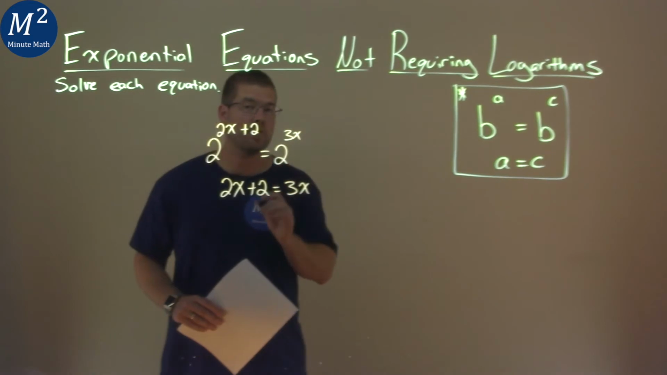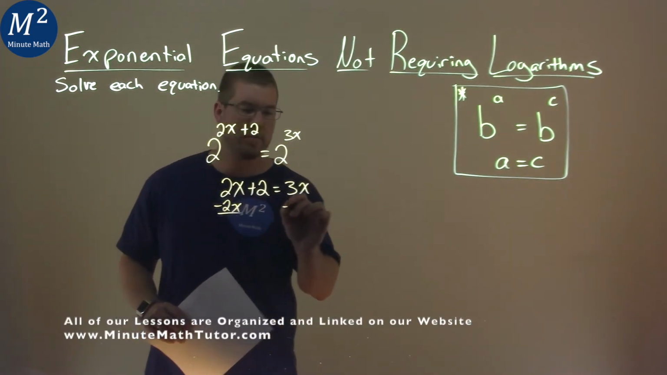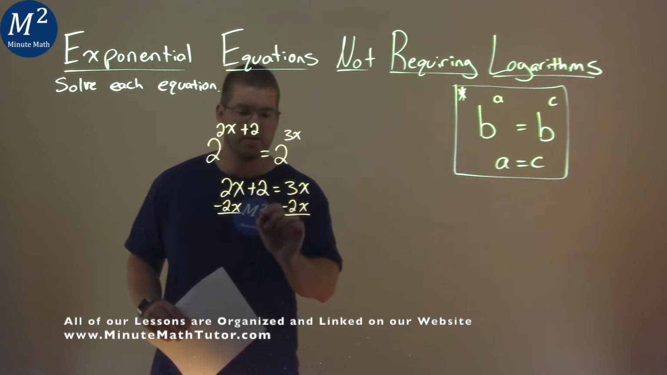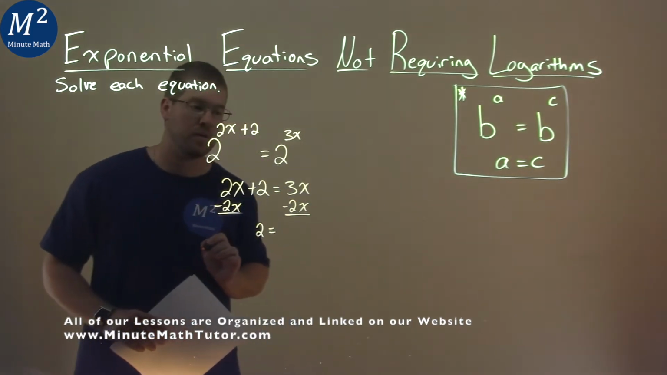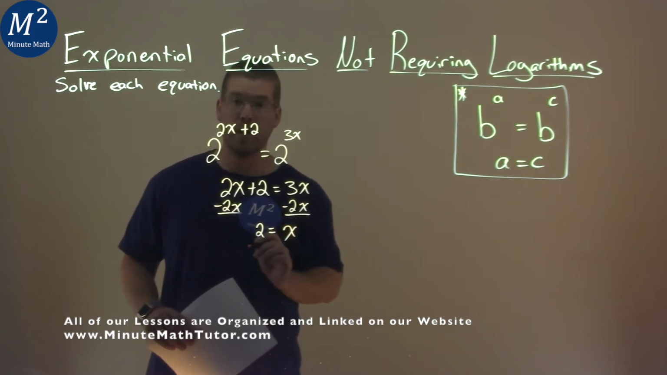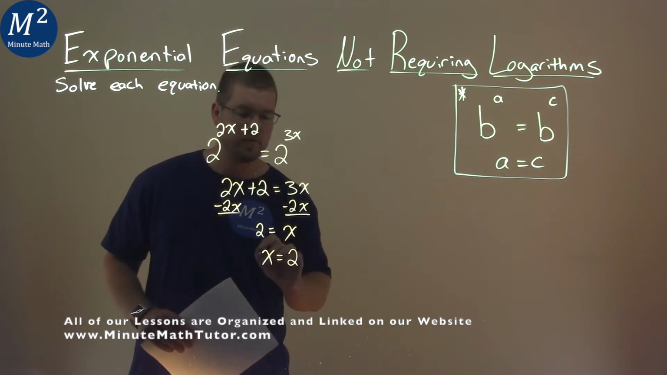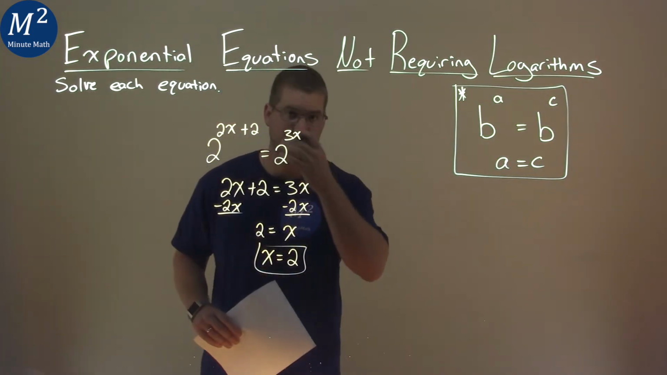And now we're solving for x. We subtract 2x from both sides, combine our like terms, and 2 is just left over on the left-hand side, and on the right-hand side, 3x minus 2x is just a 1x. Flip that over, make it easier to see, and x equals 2, and that is our final answer.